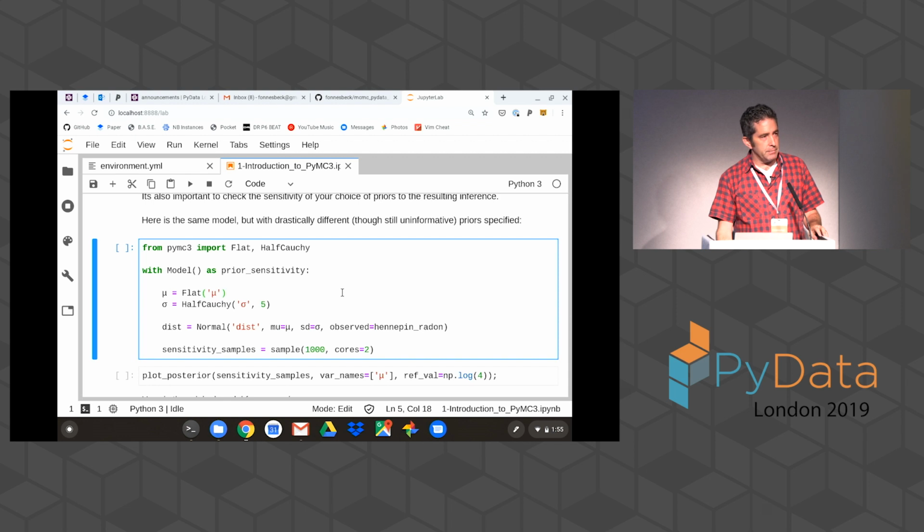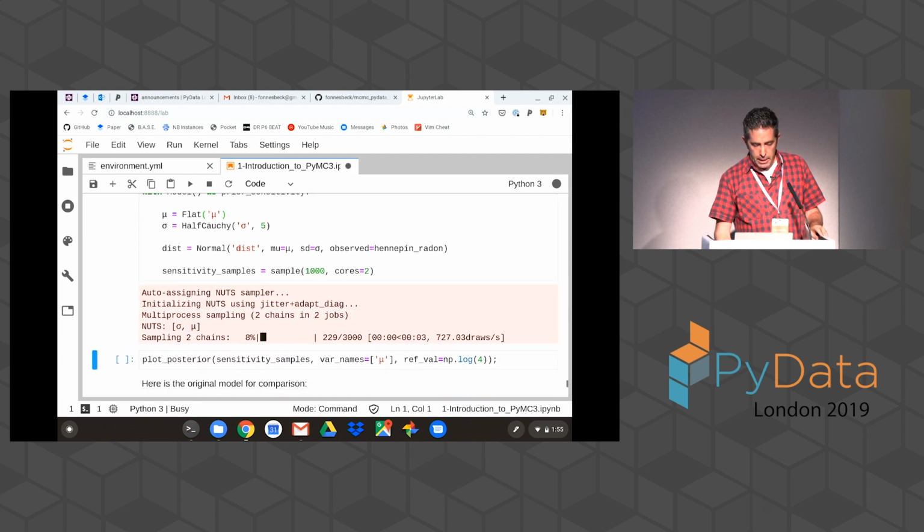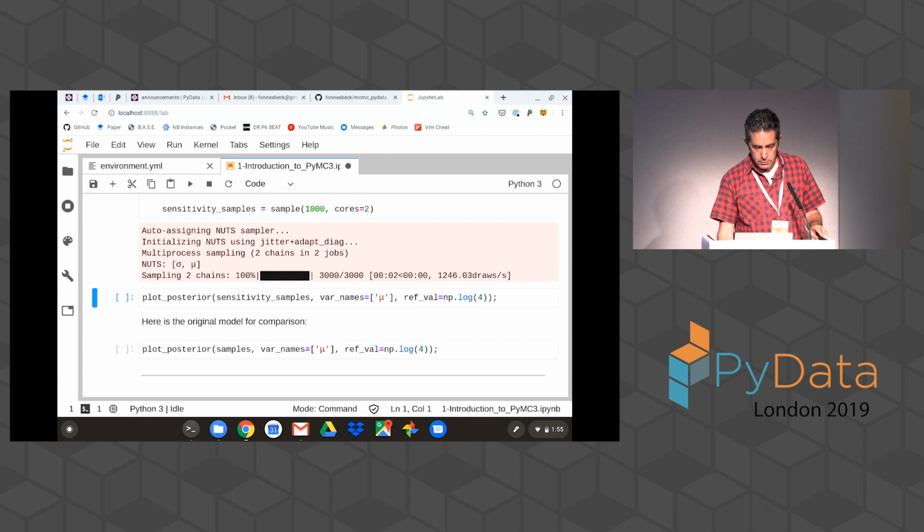And I'm going to leave the distribution normal. I think that was pretty reasonable. And I'm going to do that again. Run the model again.